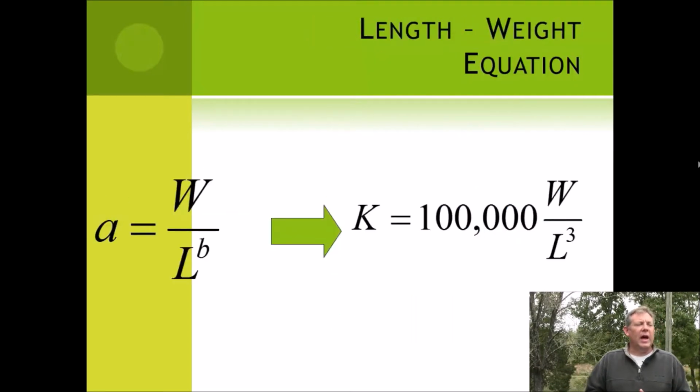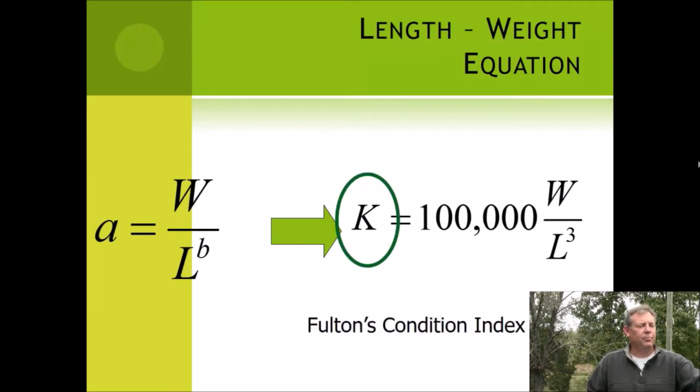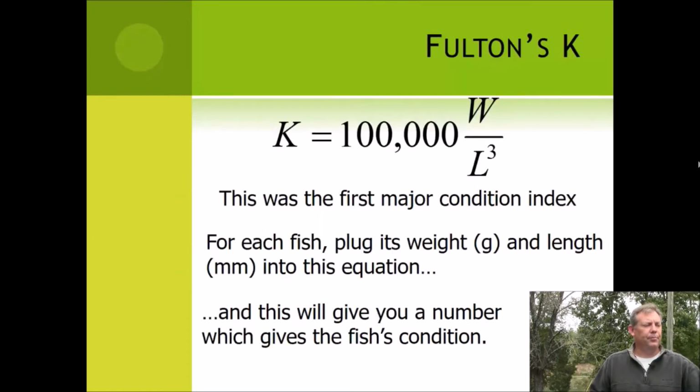And so if you look at that, what we have on the right there is called Fulton's K. And the scaling factor is different whether you're using English or metric units. This is for metric units. And this is one of the first condition indices, and in a lot of the older literature you're going to see that they've used Fulton's K. And so it's pretty simple.